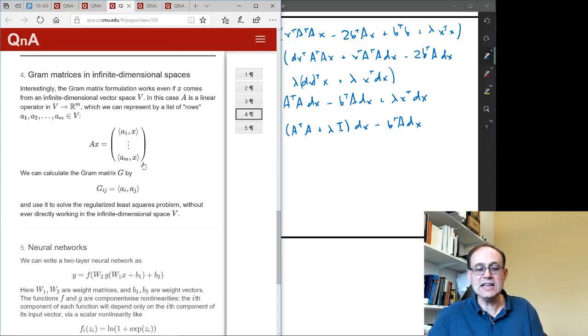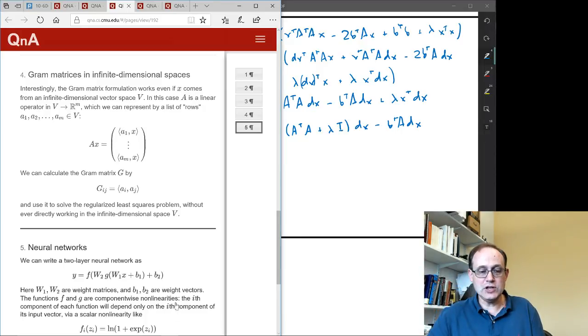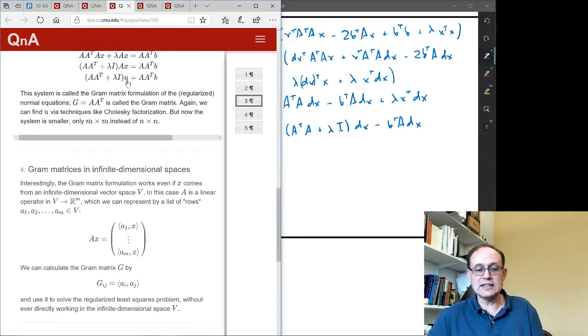And in this case, the Gram matrix is just going to be the matrix whose ij element is the inner product between AI and AJ. And after that, everything works just like it did before. The nice thing about that is that we can solve for U in this case using an m by m system of linear equations, just getting a finite dimensional representation, even though X and A both dealt with this infinite dimensional vector space V.